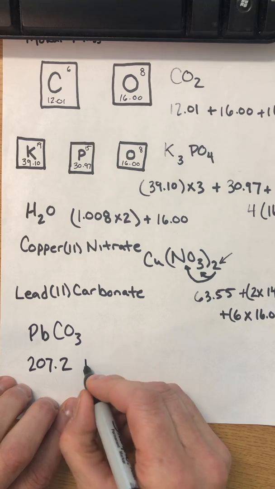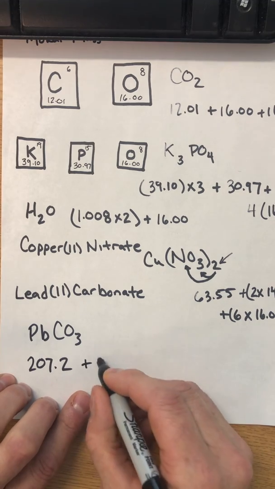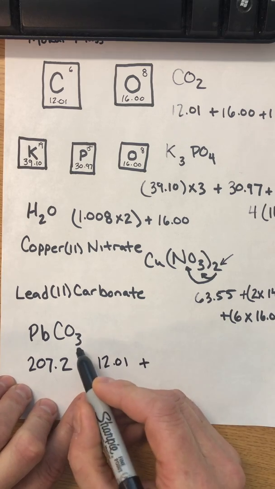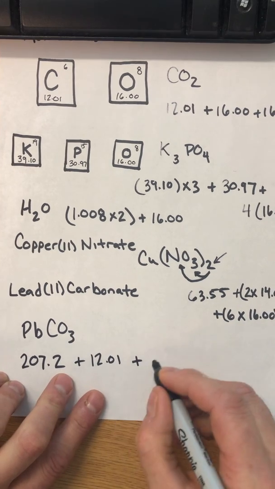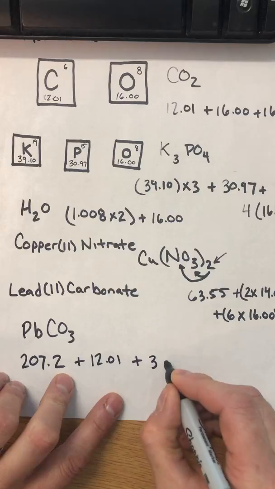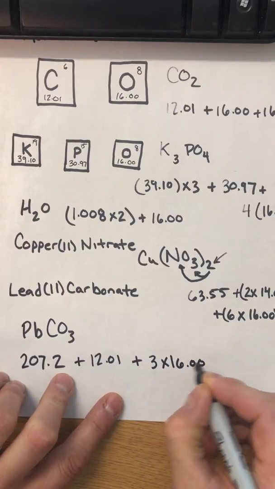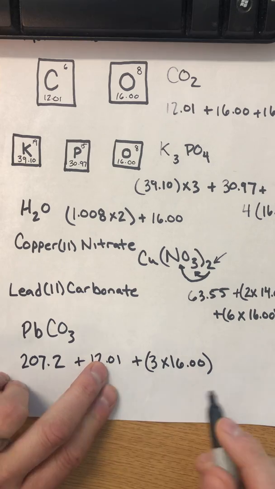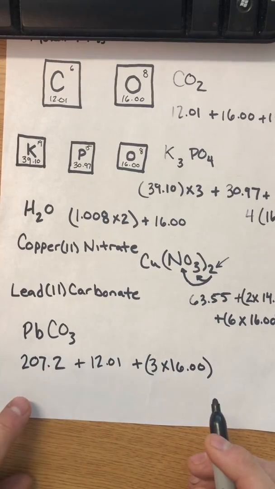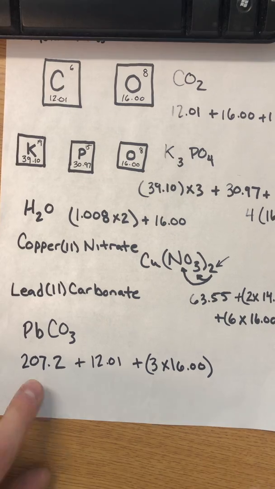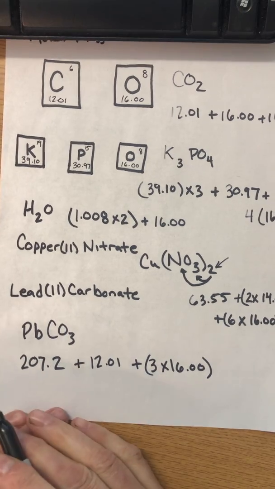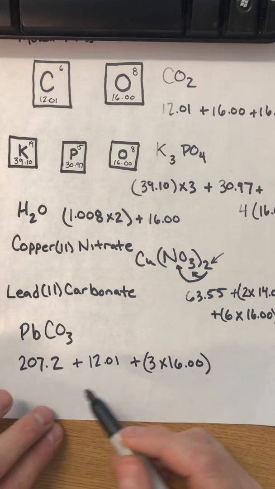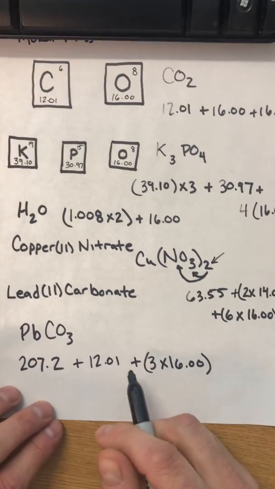And then we're going to add that to just a single carbon, 12.01, and then we're going to add that to 3 oxygen masses, each at 16, so 3 times 16. Okay, so you can see that our carbon is 2 decimal places, our oxygen is 2 decimal places, and our lead is only 1 decimal place. That means that when you add this up and your calculator spits out an answer, you've got to round the decimal to just 1 decimal place.